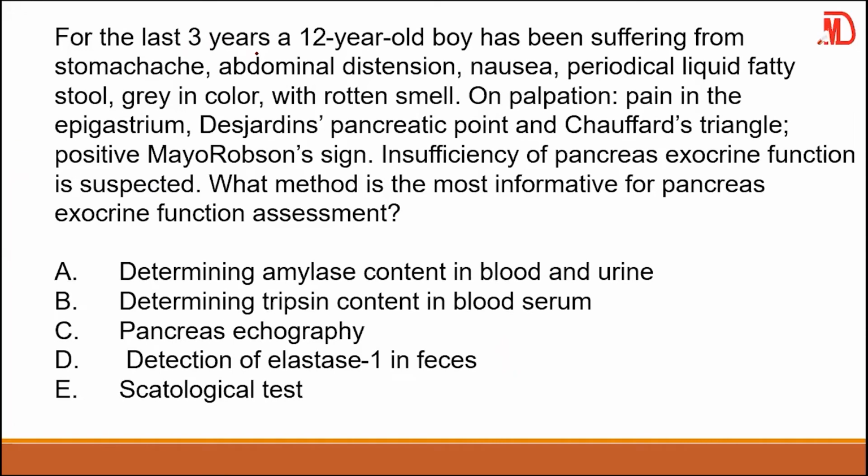For the last 3 years, a 12-year-old boy has been suffering from stomach ache, abdominal distension, nausea, and periodic liquid fatty stool, gray in color with a rotten smell. On palpation, the pain is in the epigastrium.